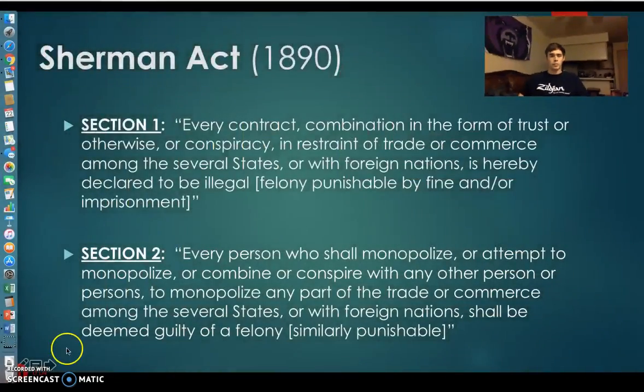This is part 2 of the antitrust presentation. So we've talked a little bit about the differences between Section 1 and Section 2 of the Sherman Act. So let's take a little bit further look at each section.